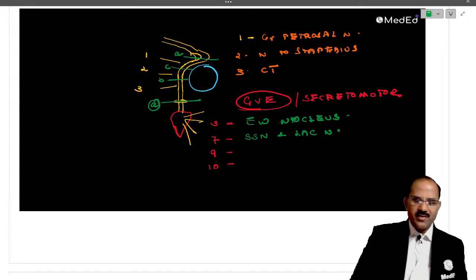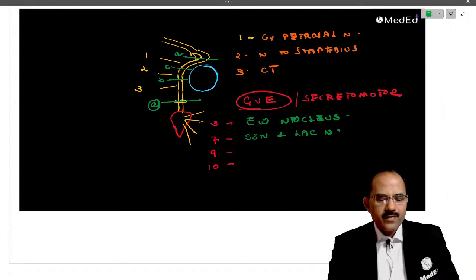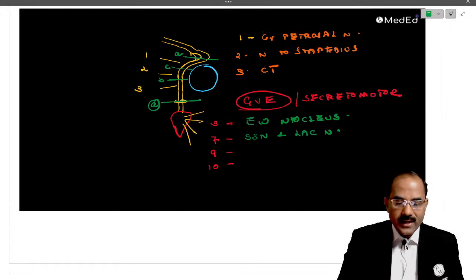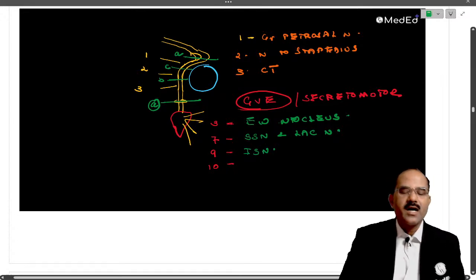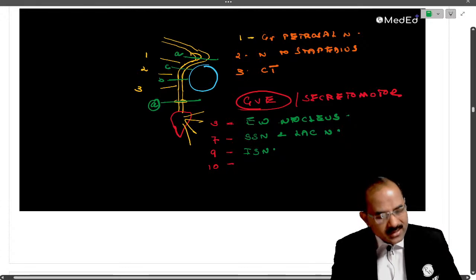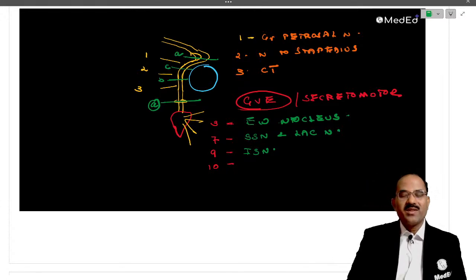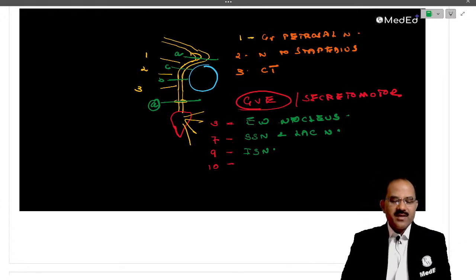Yes, Jasmine, very good. What is the name of the nucleus of the ninth nerve? Ninth nerve, that's the inferior salivary nucleus. Are you able to understand this? You get MCQs on the nucleus also.